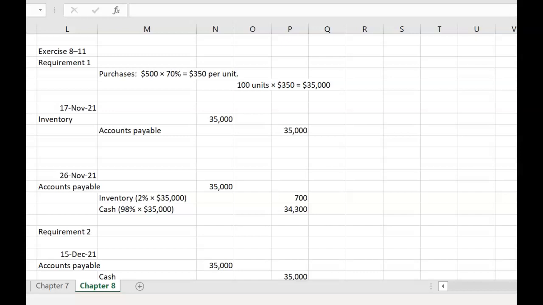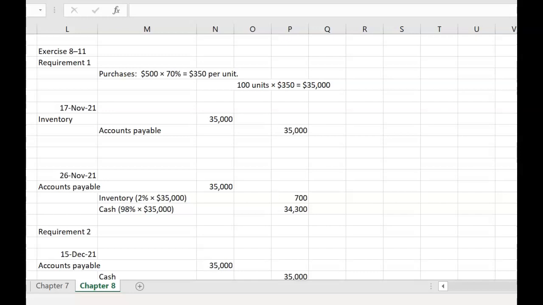Prepare the journal entries to record the purchase by Thomas on November 17th and payment on November 26th is requirement 1. And we're using the gross method in requirement 1. So we have to reduce the unit price to include the trade discount, which is 30%. So we would take 500 times 70%, which is $350 per unit times 100 units. So inventory would be debited for $35,000 and accounts payable would be credited for $35,000.